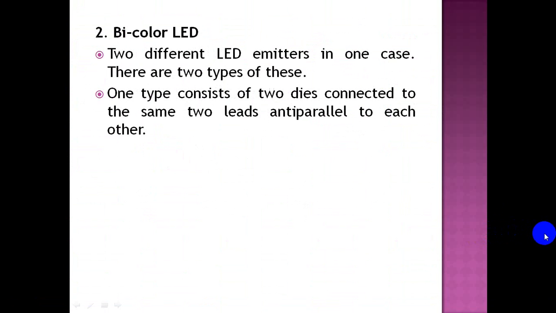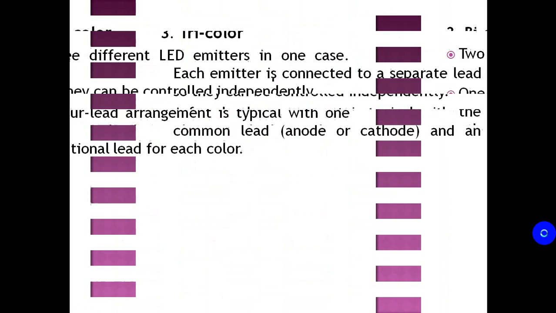Next is bicolor LED. Two different LED emitters in one case. There are two types of this. One type consists of two dies connected to the same two leads anti-parallel to each other. Current flow in one direction emits one color and current in the opposite direction emits the other color. The other type consists of two dies with separate leads for both dies and another lead for common anode or cathode, so that they can be controlled independently.